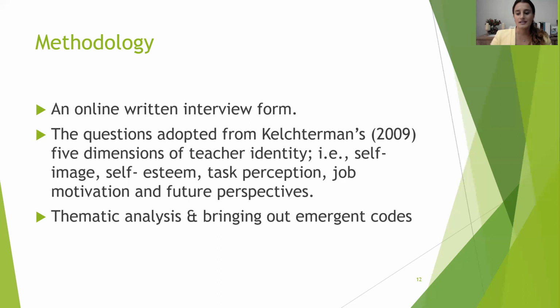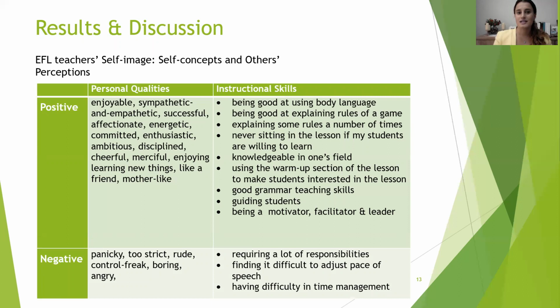For the data analysis, first a thematic analysis was done, based on predetermined codes, which were these 5 dimensions: self-image, self-esteem, task perception, job motivation, and future perspective. So the data was first analyzed based on these predetermined codes. And then some emergent codes were brought about. Now I'm going to move on to the results and discussion.